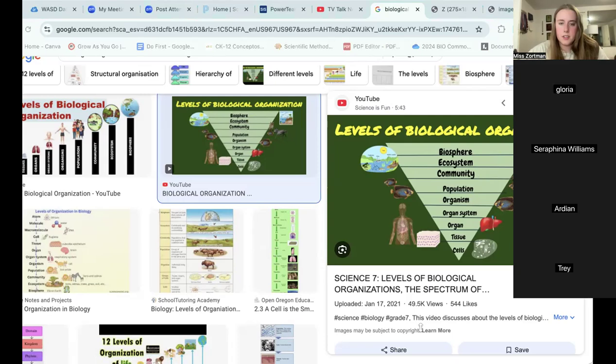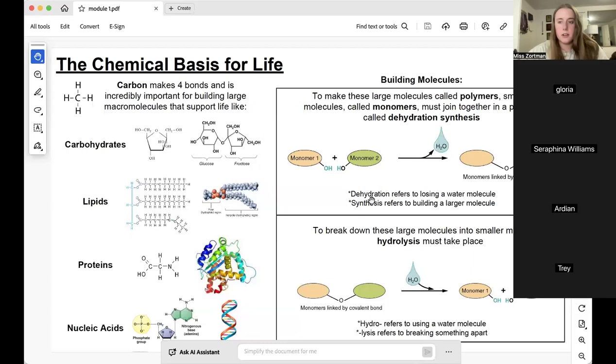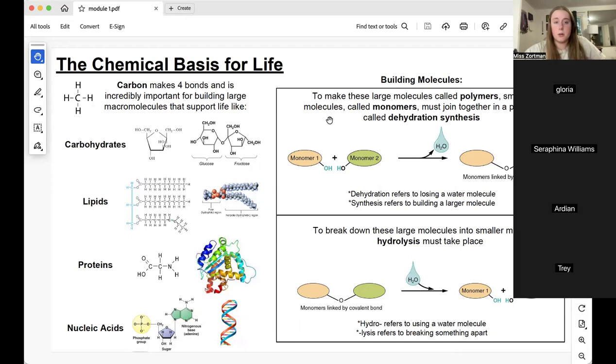All right. So I'm going to flip back now to the PowerPoint. There we go. So that was biological organization. I also want to go through now the chemical basis for life. So chemistry. First thing with that, to start this unit, the most important element for biology is probably carbon.